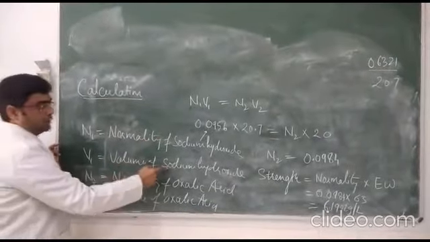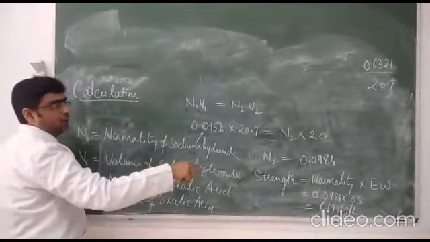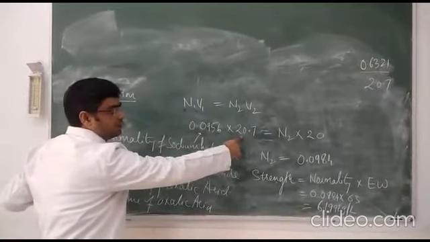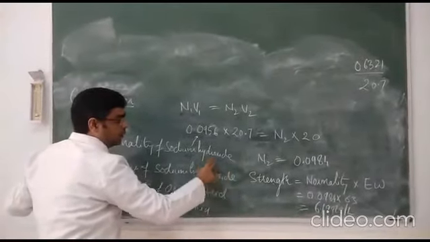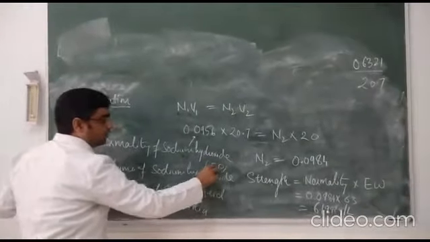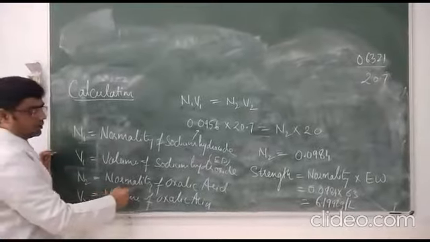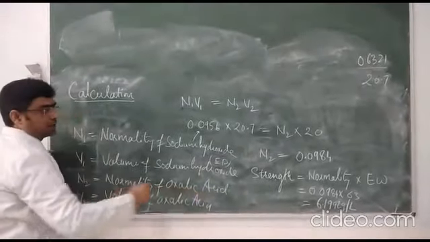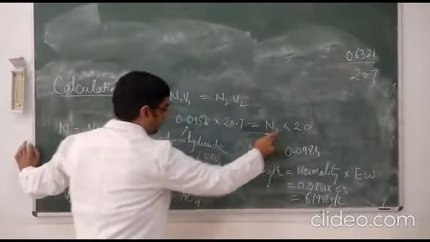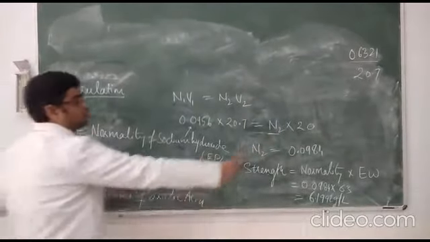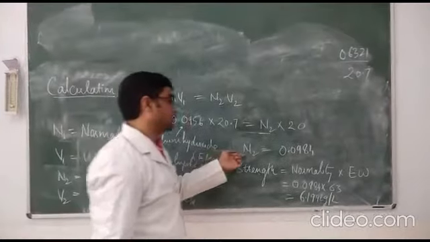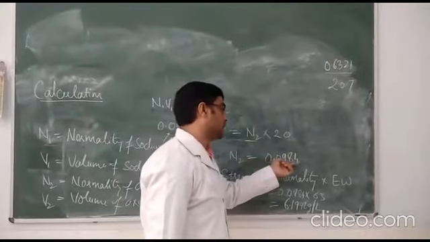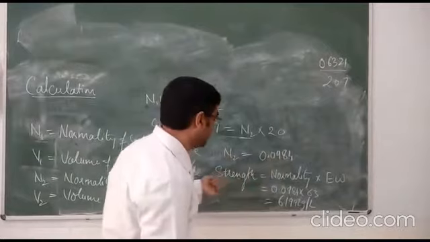Then the volume of sodium hydroxide is nothing but the end point which we have achieved. So here we have achieved 20.7. I have written 20.7. So this is nothing but the end point which we have got. Then the normality of oxalic acid that we have to determine, so we have kept here N2. Volume of oxalic acid is 20, so I have kept 20. Now on calculation of this, we have got the N2 value as 0.0984. That is the normality of oxalic acid.